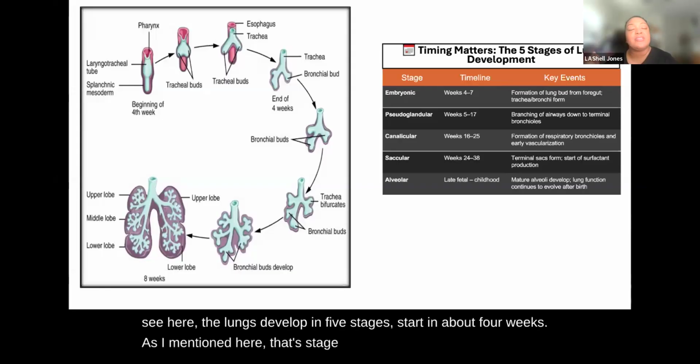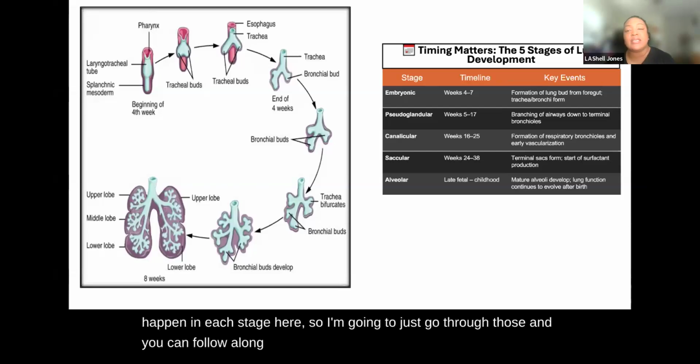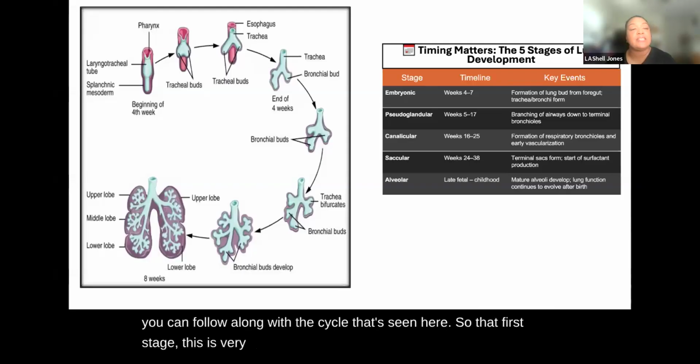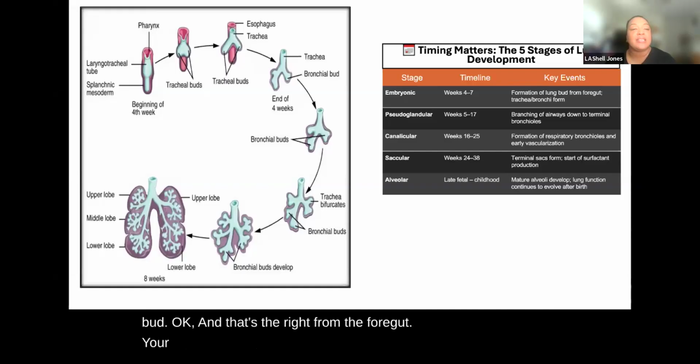There are some key events that happen in each stage here. So I'm going to just go through those, and you can follow along with the cycle that's seen here. So that first stage is very important because this is the formation of the lung bud, okay? And that's derived from the foregut. Your trachea and the bronchi are formed during this particular stage, okay? And that's done pretty early.